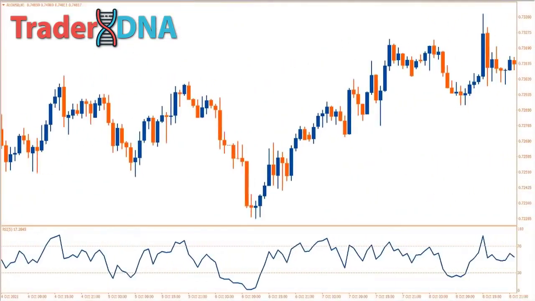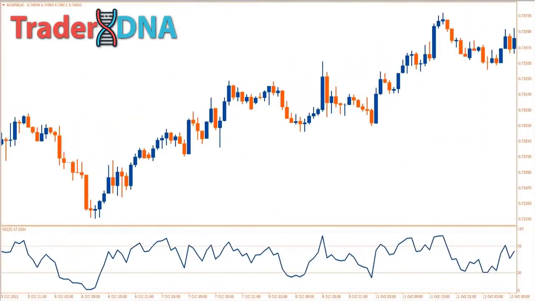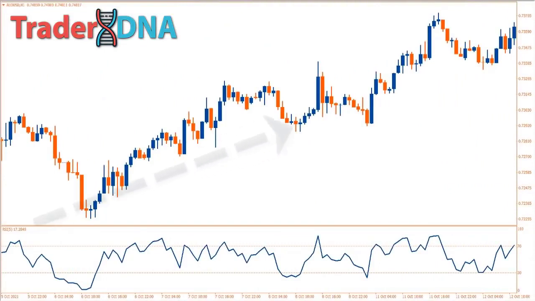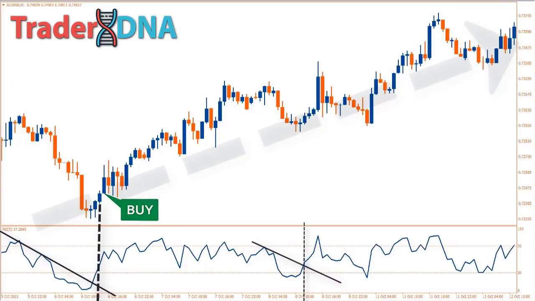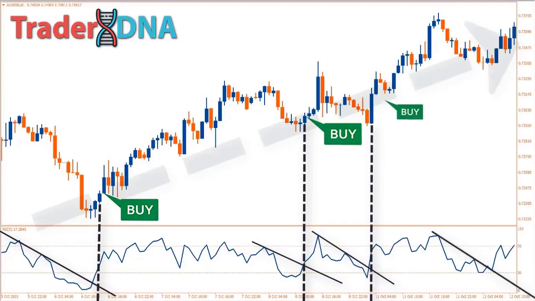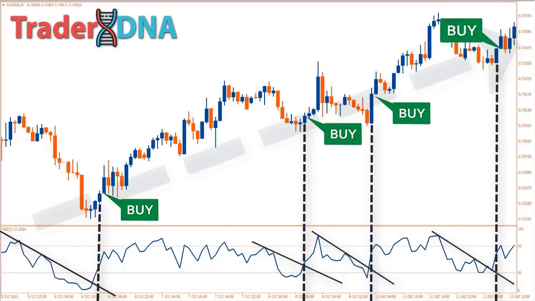Let's look at the next examples. In this Australian dollar United States dollar bullish chart, we noticed some RSI trendline breaks. The use of the trendline provided additional visual confirmation that a trade opportunity is near. The use of RSI trendline breaks gave buy signals a few candles before the actual move.